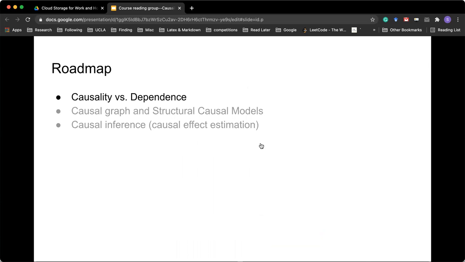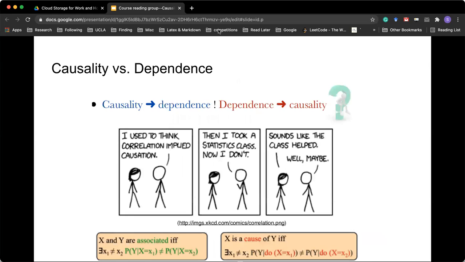I'm going to present three parts. The first one is the motivation part. We have talked about this maybe several times, but since it is a motivation, let's go over it again. We know that causality basically means that one variable or one event can cause the existence or the change of another variable or event.